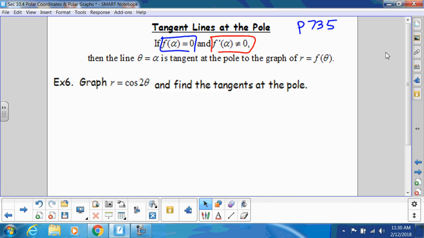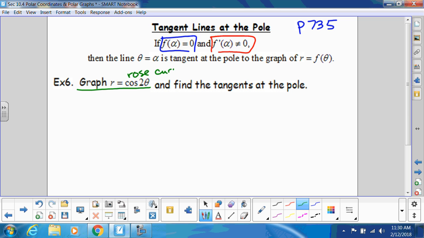So let's do an example. We're going to graph this polar equation and then find the tangents at the pole. If you look at this, we should recognize this is a rose curve. Since n equals 2, that's even, so we should have 2n petals. That would mean I have 4 petals. And a equals 1, so the radius should be 1. So we should expect it to look something like this.